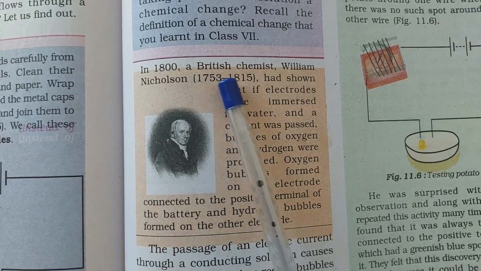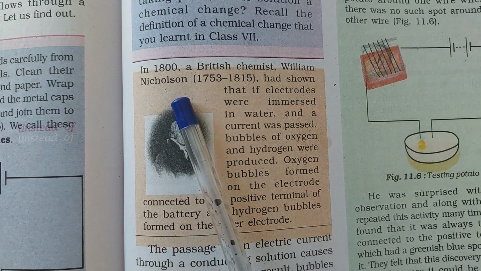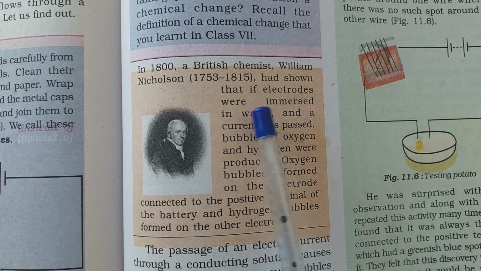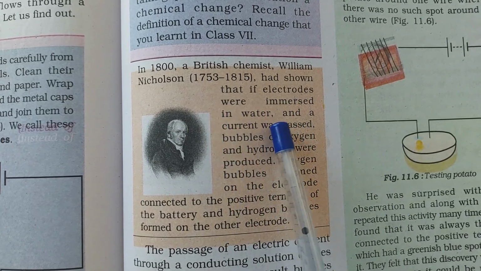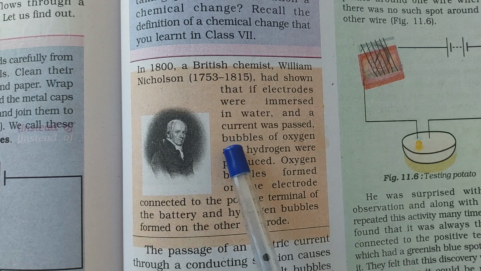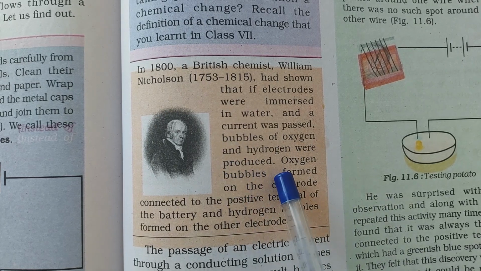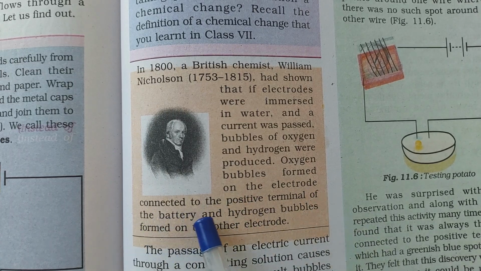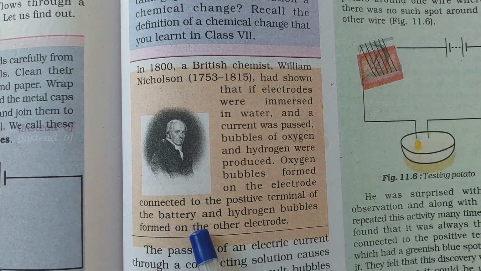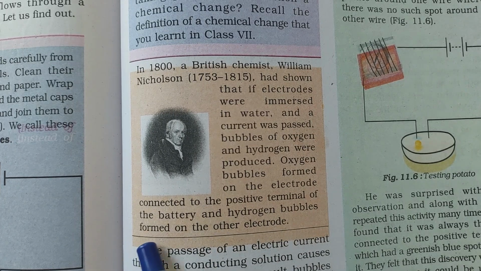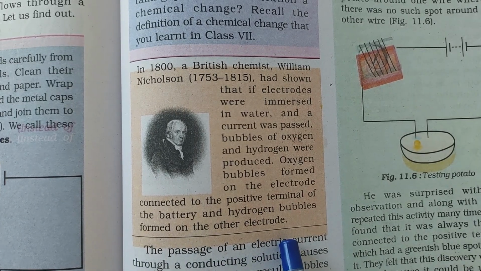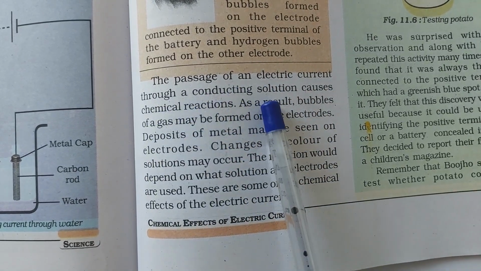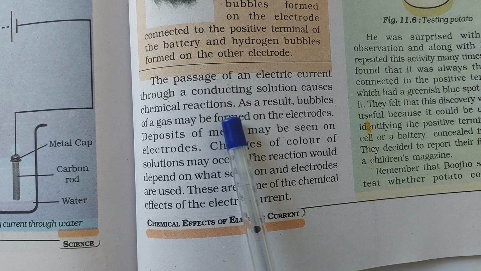In 1800, a British chemist, William Nicholson, 1753 to 1815, had shown that if electrodes were immersed in water and a current was passed, bubbles of oxygen and hydrogen were produced. Oxygen bubbles formed on the electrode connected to the positive terminal of the battery and hydrogen bubbles formed on the other electrode. The passage of an electric current through a conducting solution causes chemical reactions.